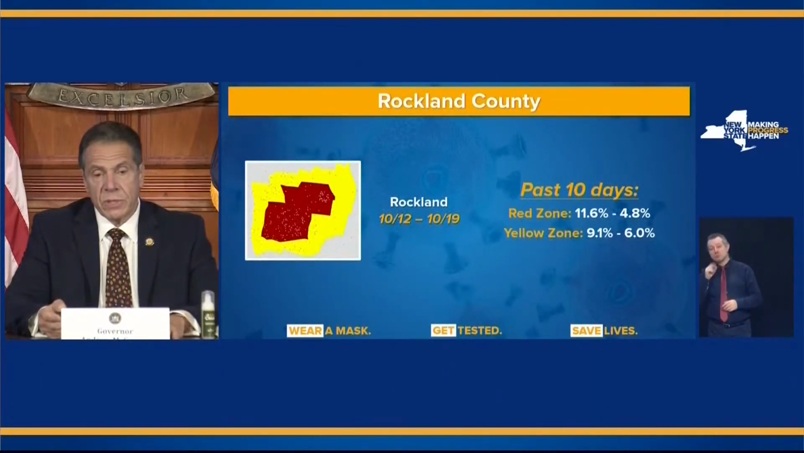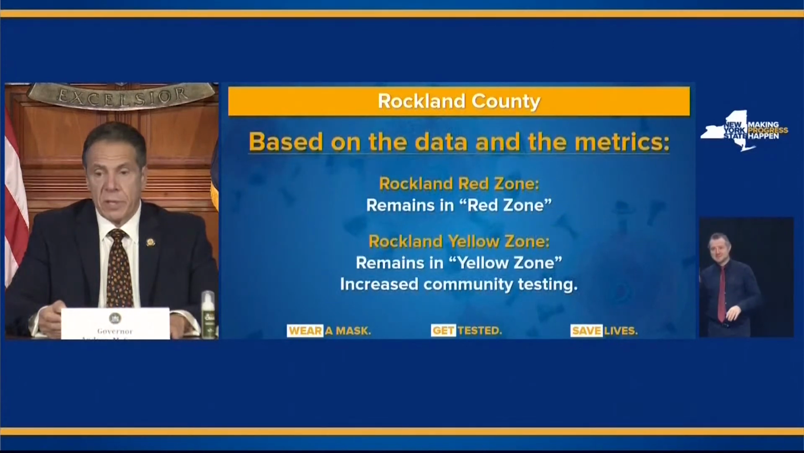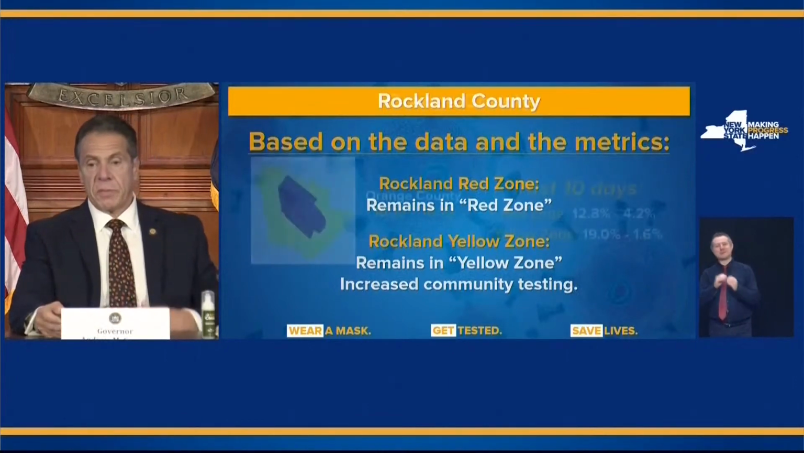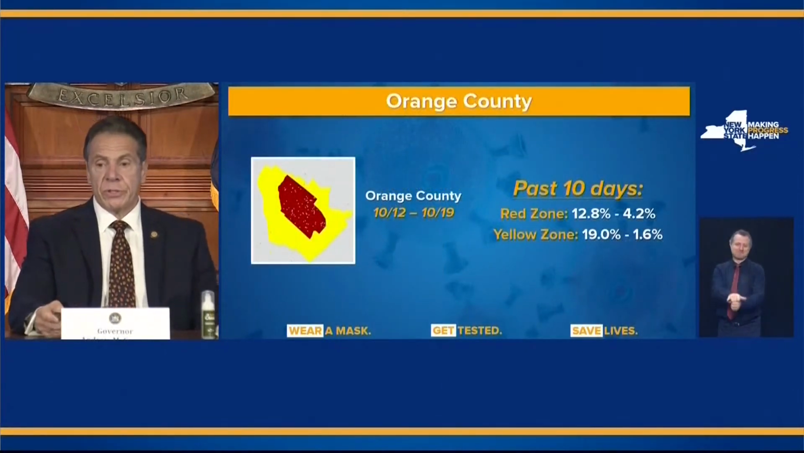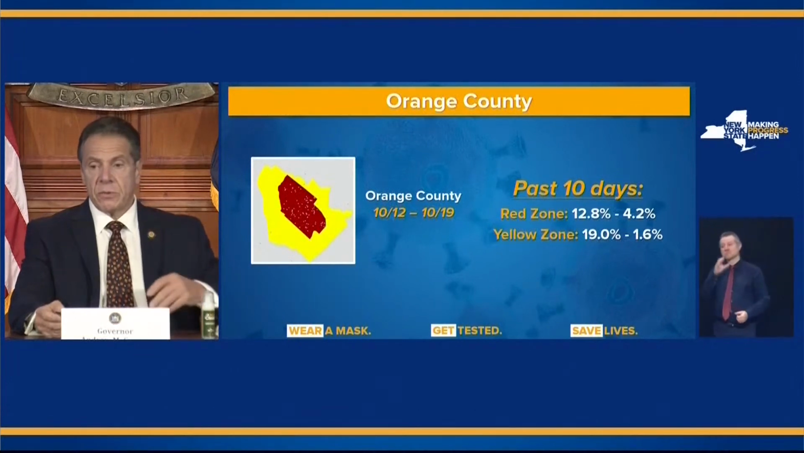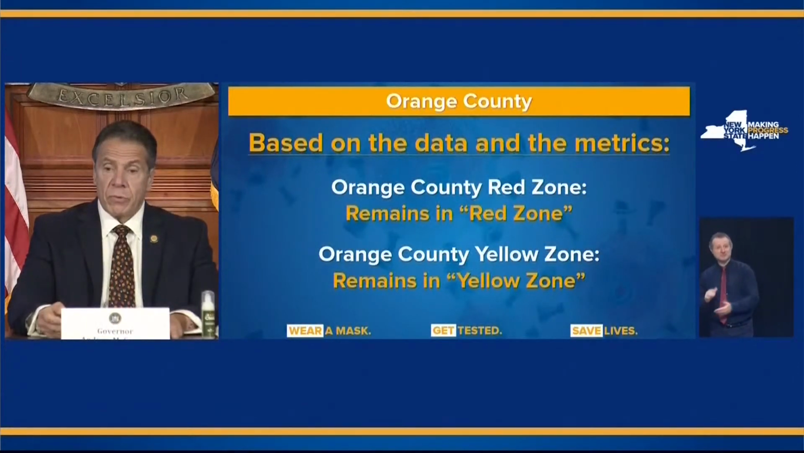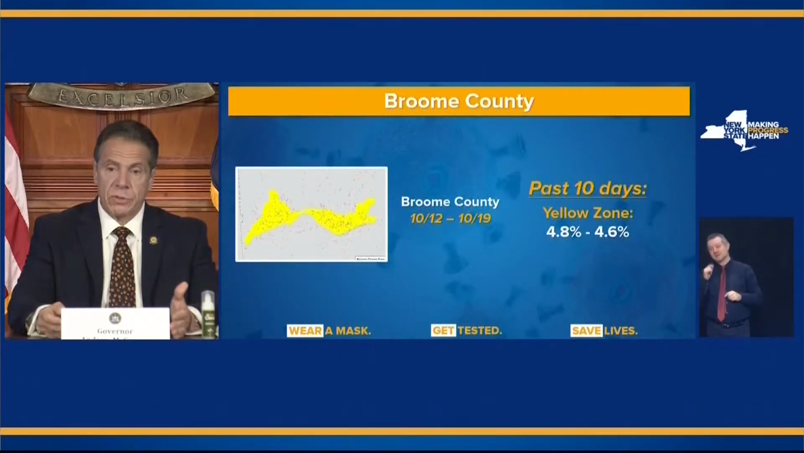Rockland, red zone went from 11.6 to 4.8. Yellow went from 9.1 to 6. We made progress, but not enough. Rockland, red remains red, yellow remains yellow. Orange went from 12 to 4, yellow went from 19 to 1. That's really significant progress. Red remains red, yellow remains yellow. Although we've made a lot of progress, the numbers are still not acceptable. So we have more to do.